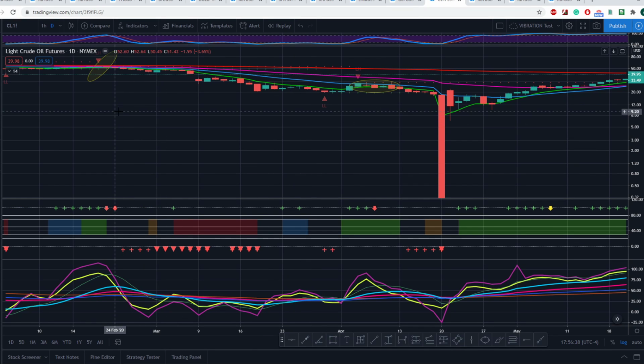Oil, good old oil. Remember, oil went to negative $40, $50, etc. But look, the structure was terrible. You were getting signal after signal, and then eventually the dire dump.